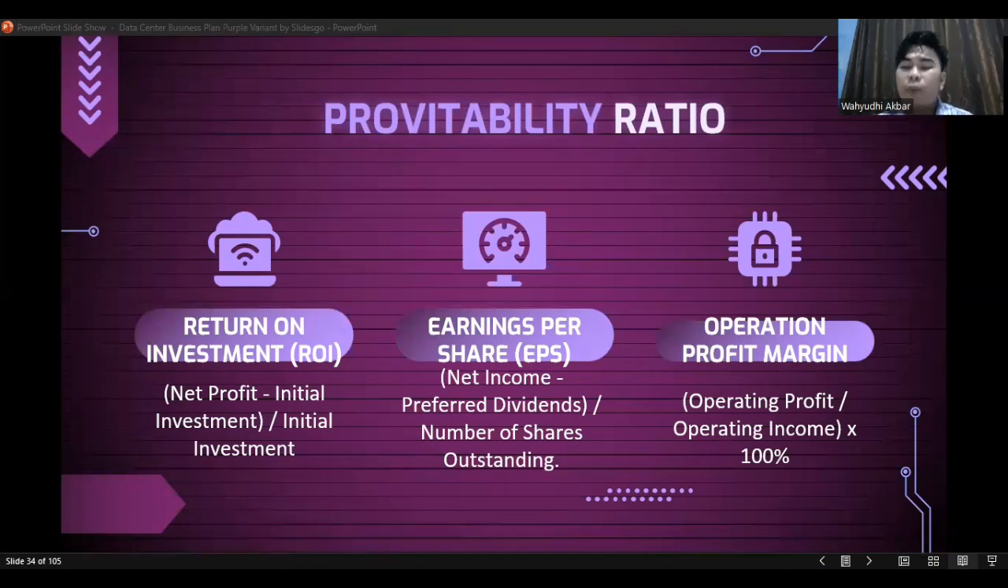That's all from me about how to calculate the financial ratio.